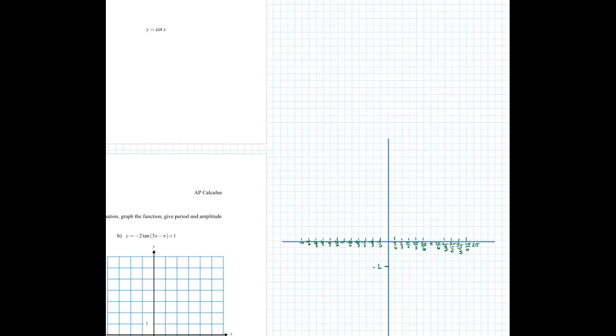Alright, so the last little function that we get to talk about is y equals cotangent of x. We know that y equals tangent of x is just sine over cosine of x. So cotangent is just going to be the reciprocal of that, which is cosine of x over sine of x.